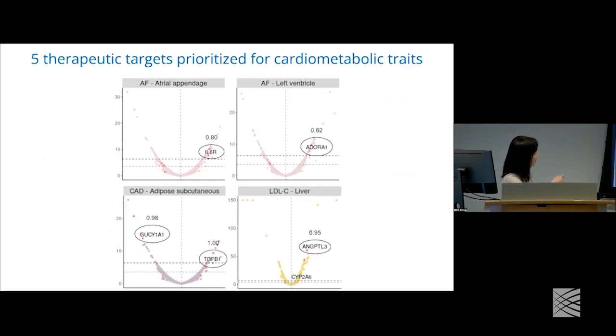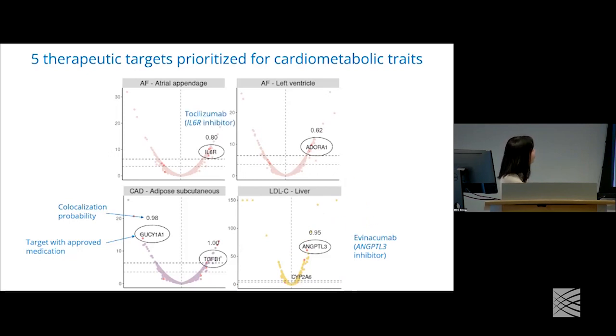So in this analysis, we identify in total 5 therapeutic targets that have an approved medication targeting it. And on top of the gene names, we show the co-localization probability from our analysis. For example, the ANGPTL3 expression levels in the liver is positively associated with LDL cholesterol level. And in fact, ANGPTL3 inhibitor is approved as a lipid lowering medication in the market.